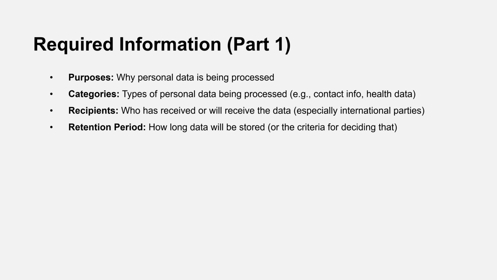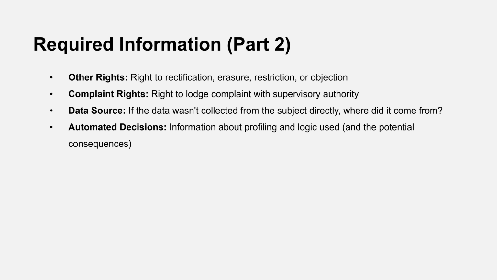Now, beyond just data usage, you also have rights over your data. For example, if your address is wrong, you can ask them to correct it. If you don't want your data anymore, you can request deletion. You also have the right to complain to a data protection authority if something feels wrong. Think of it like escalating a complaint to a regulator. If the company didn't collect your data directly from you, they must tell you where they got it from. For example, maybe they bought it from a marketing partner. And if automated decisions are being made, like loan approvals based on algorithms, they must explain how that works and what impact it has on you.